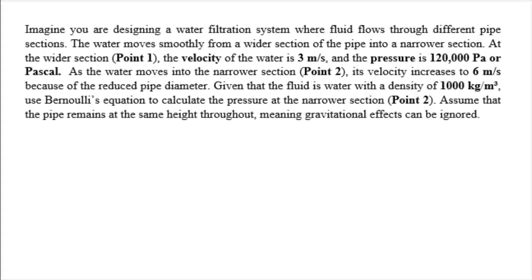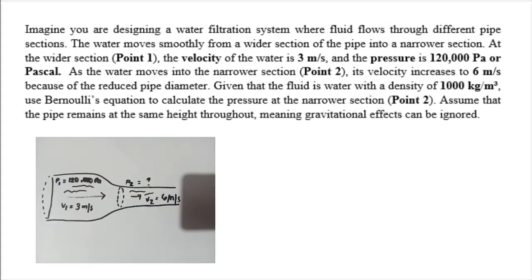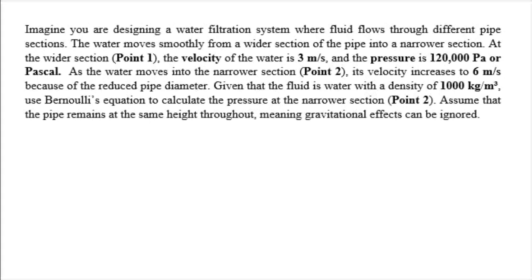First thing to do is we must understand and analyze the problem. So here is the figure. As you can see, the problem stated that we are dealing with 2 points, the first point located in the wider pipe and the second one in the narrow pipe. So how can we solve this?